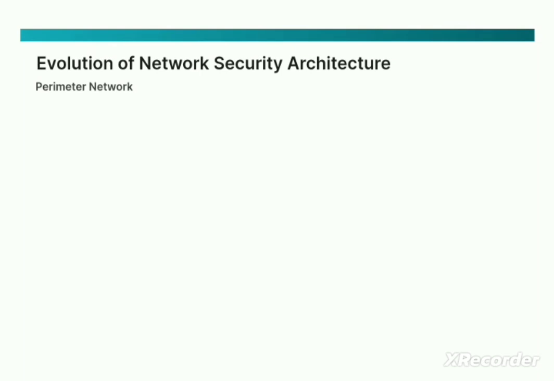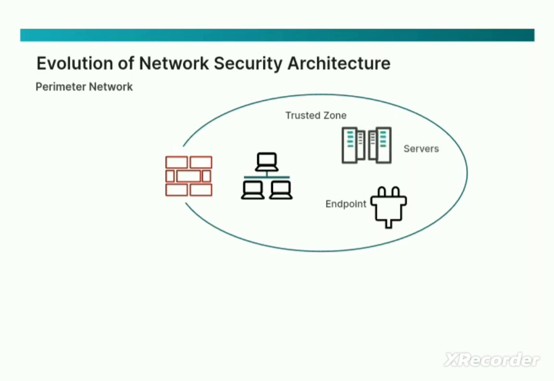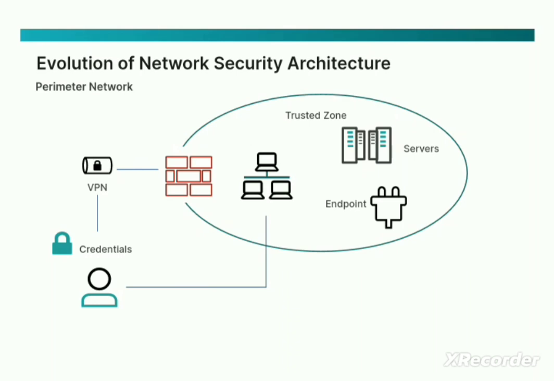Perimeter networks are closed, self-contained units with firewalls that act like drawbridges. Most endpoints and servers exist within the network perimeter. Virtual Private Network, VPN, provides secure connections for remote users and between local area networks. Users provide credentials, usually a username and password, to authenticate to the network. The network assigns roles to the authenticated users to control access to network resources.